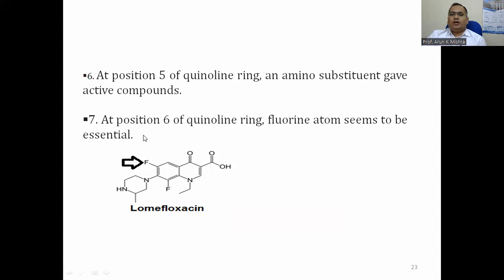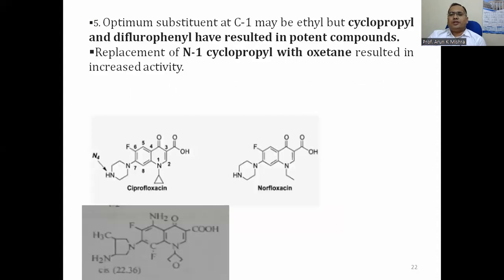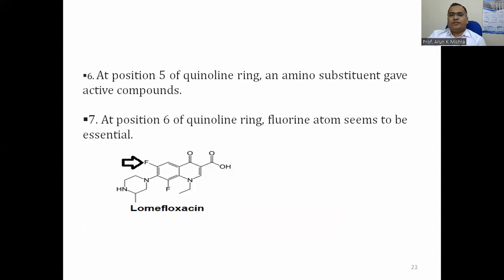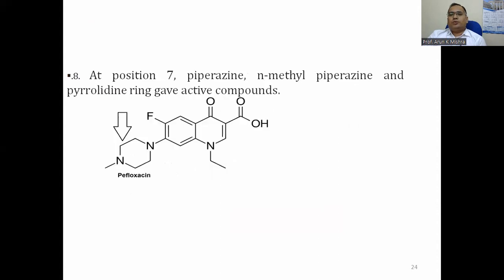Now coming to position number 6. Here, this is the sixth position. If fluorine or any such heteroatom, especially fluorine, is added, this is an essential part of the structure of fluoroquinolone, and you will see that in every structure of the fluoroquinolones, at the sixth position, definitely fluorine will be there. So the sixth fluorine group is an essential part of the activity.